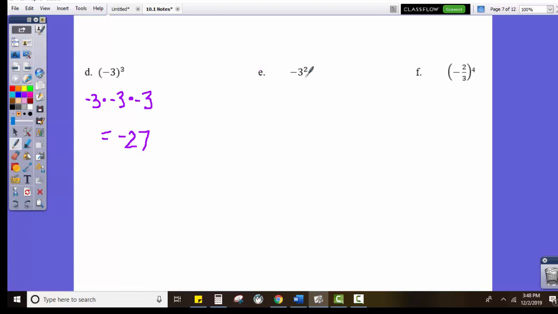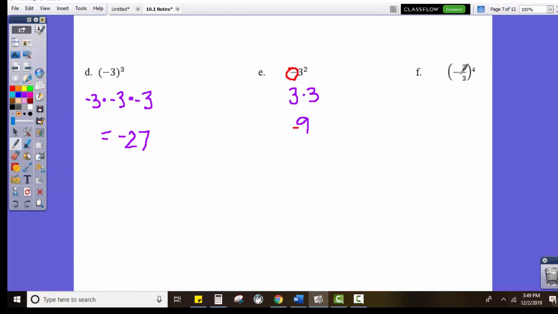For E, notice the negative is not in parentheses, so I'm going to do 3 squared, 3 to the second power first. So I have 3 times 3, which I know is 9. And then notice we have that negative symbol out front. That just means throw it onto your answer in the end. So notice we did not do -3 times -3 because the negative is not with the 3 in parentheses.